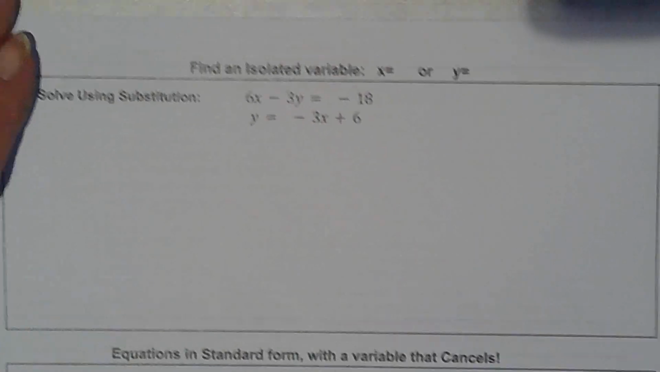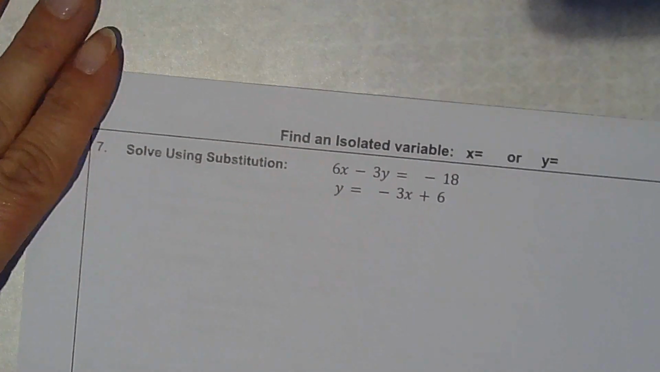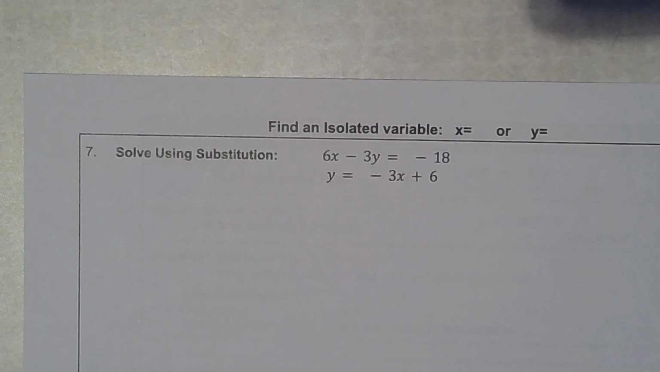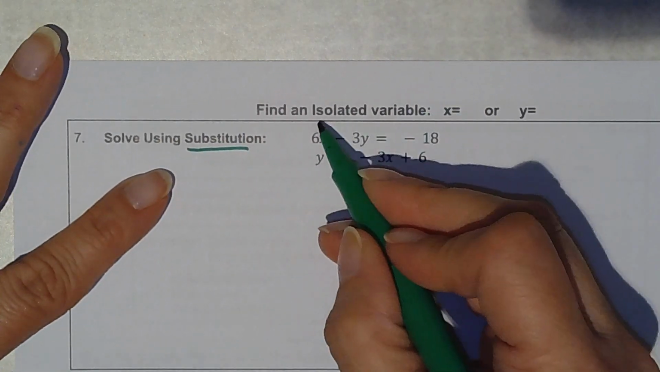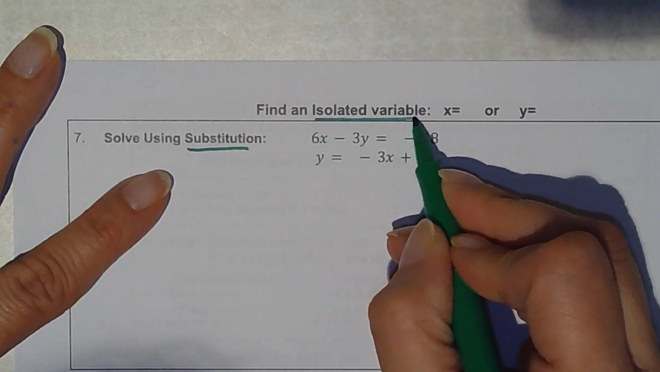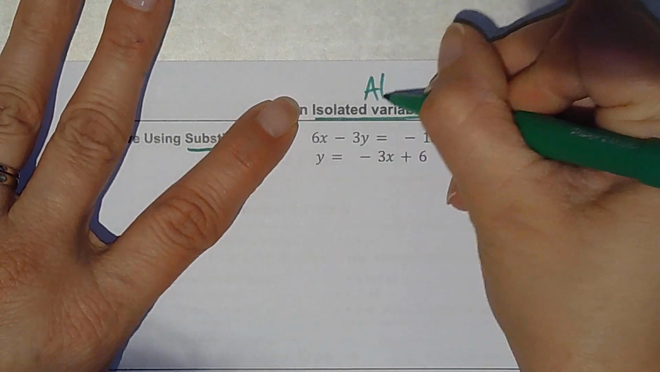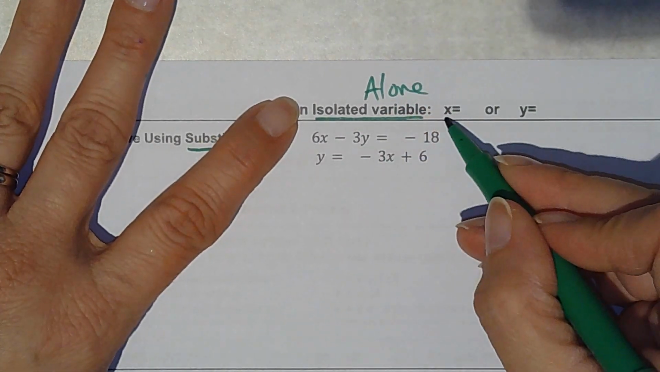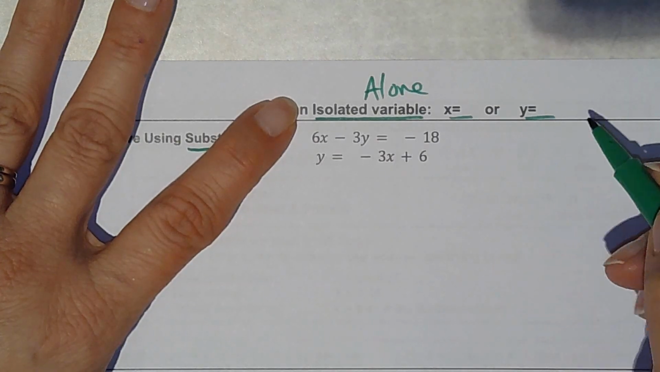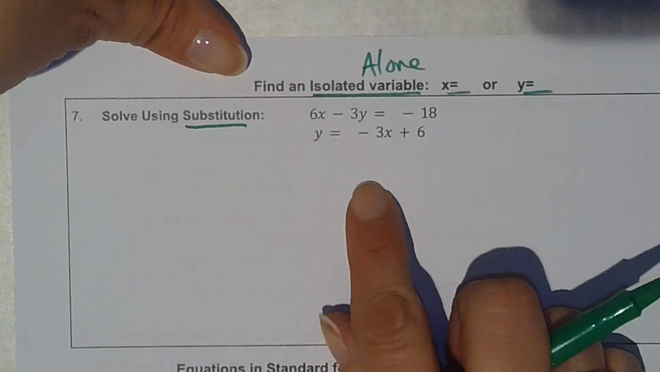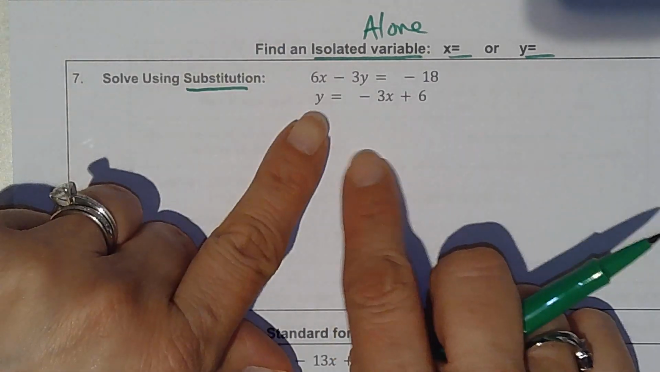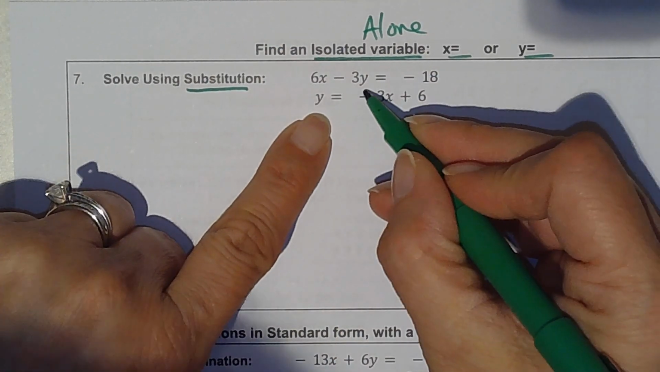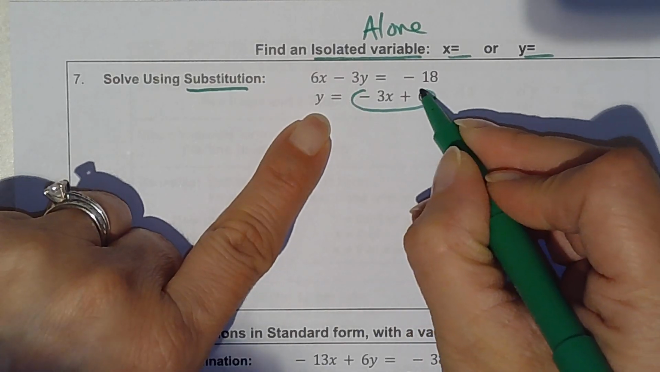Let's take a look at how to solve algebraically. There are two ways that we learned. The first way is substitution. We find an isolated variable. Isolated means alone. So we're looking for x equals or y equals. Which letter do you see isolated in this system? The letter is y. So I will circle this stuff.